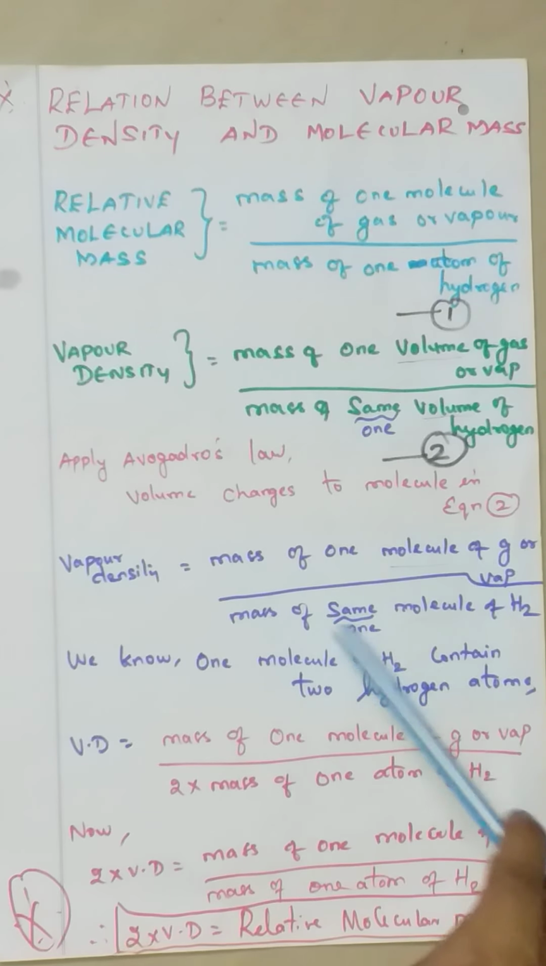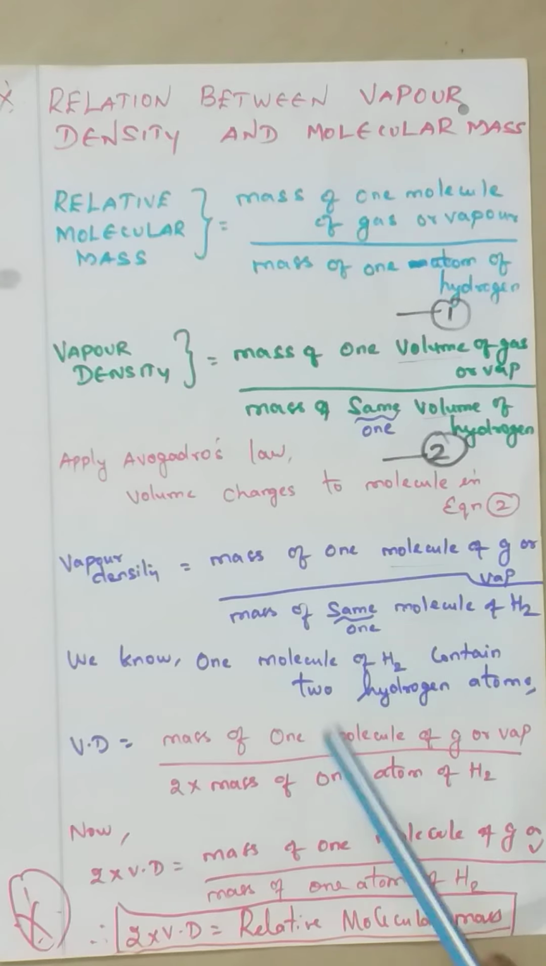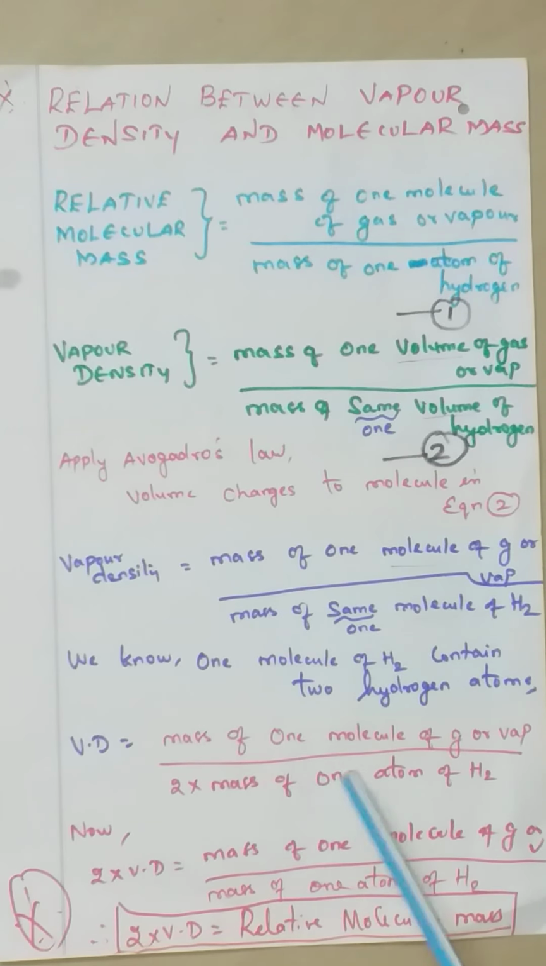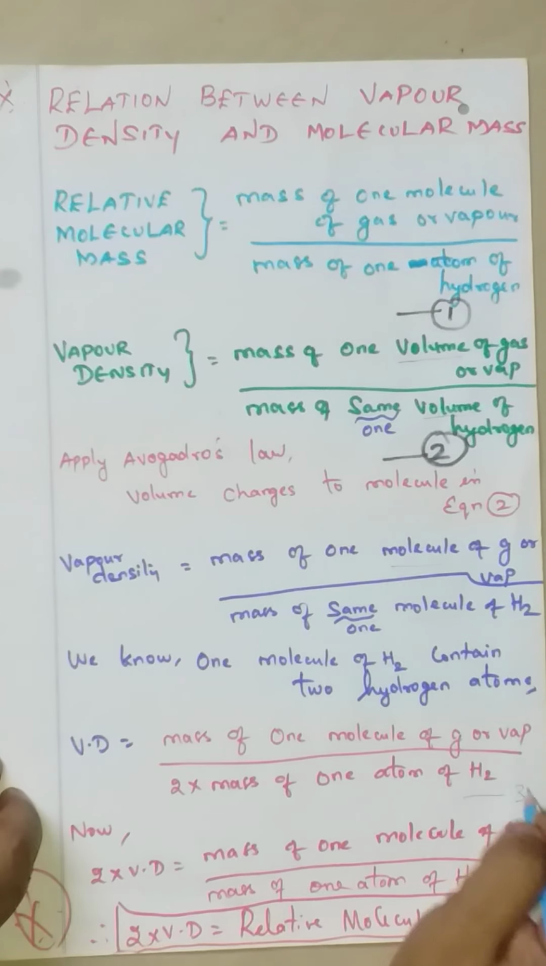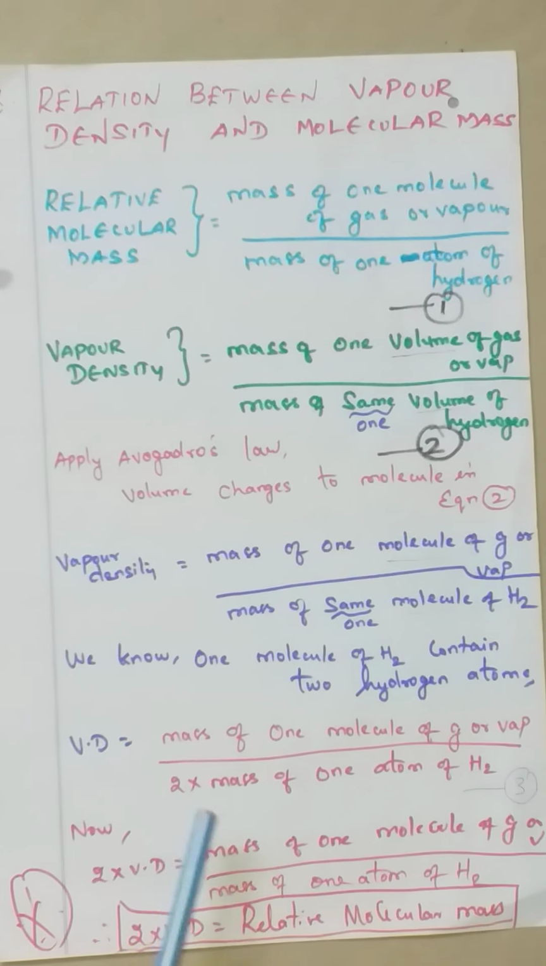So in the denominator side, see, mass of one molecule of hydrogen, this term alone I am going to change into 2 into mass of one atom of hydrogen, because one molecule of hydrogen contains 2 hydrogen atoms. So instead of writing this, I used 2 into mass of one atom of hydrogen. So keep them as a third equation. Now just cross multiply this 2 into here.